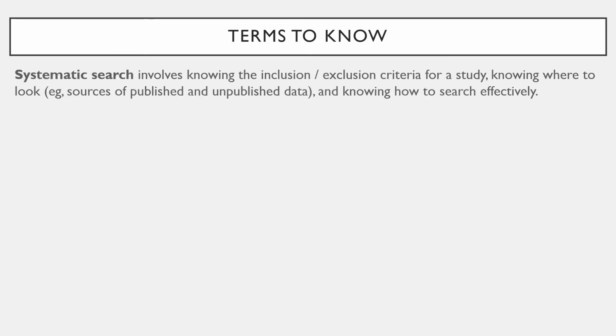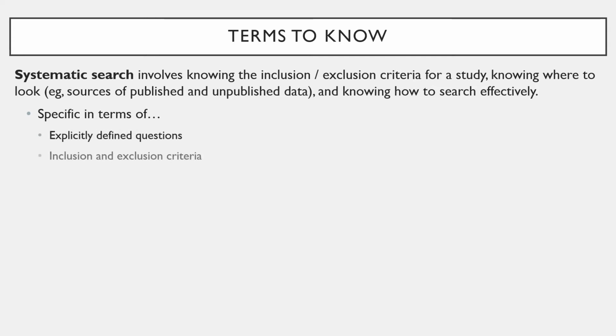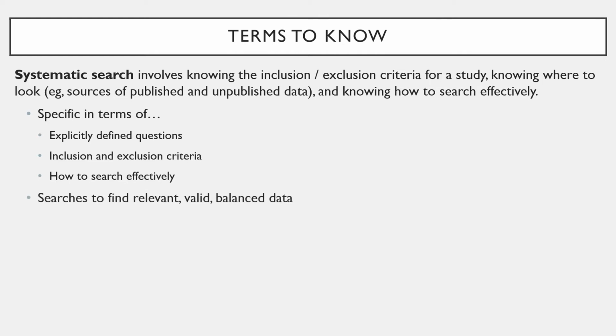Some terms to know as we go through this is systematic search. So this involves knowing the inclusion and exclusion criteria for a study, knowing where to look, so sources of published and unpublished data, and knowing how to search effectively. So specifically, we're looking at explicitly defined questions. We are looking at inclusion and exclusion criteria, and we're looking at how to search effectively. So the searches need to find relevant, valid, balanced data.